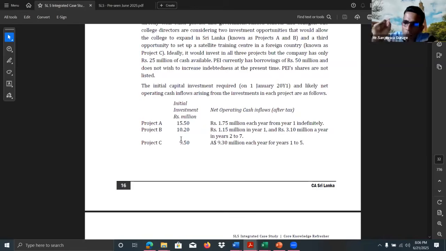The NPV concept can be used only with equal investment cost, and that's why we need to calculate the profitability index. Otherwise, we should use IRR, right? So in a capital rationing situation, to rank the projects, we should use either the profitability index or IRR. It is not correct to rank the projects using NPV. We can see clearly the investment costs are different.